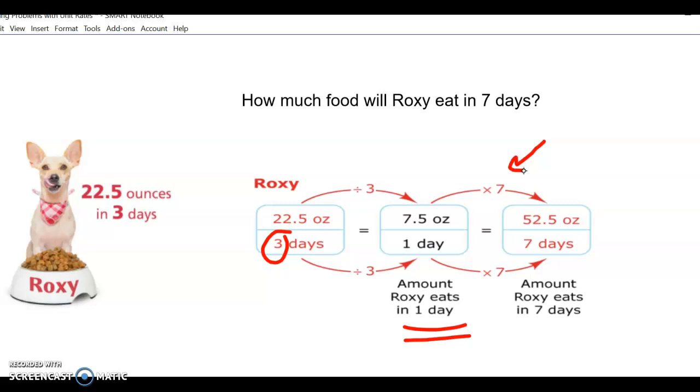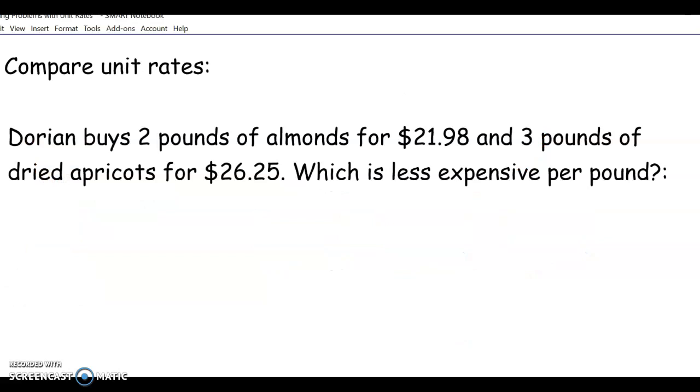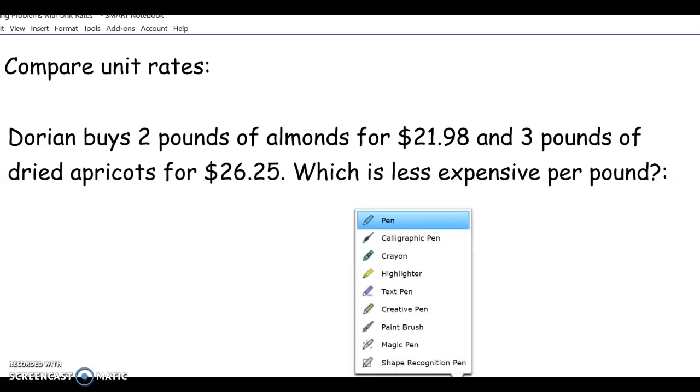Okay? All right, now there's one other type of common problem with unit rates, and that's comparing to see which one is better, cheaper, faster, or any kind of comparison. Okay, so let's do one of those together, and then I'm going to have you try one of those. Okay, so let's highlight our key information.